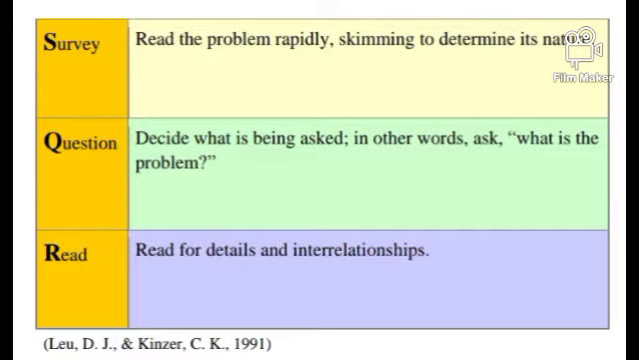And the third phase in the SQR model, R stands for read. This is actually rereading the problem for the purpose of identifying the details and the interrelationships evident in the problem and eliminating those unnecessary information that may be distracting and not really useful in solving the problem. That's the SQR model, one of the strategies in understanding the problems to help the students better understand a problem.